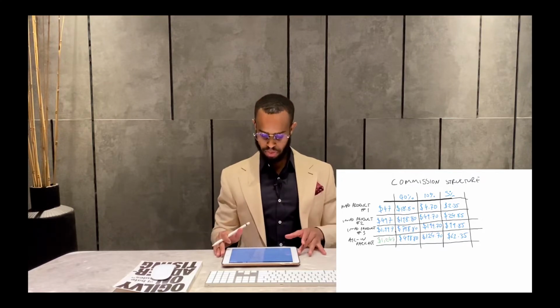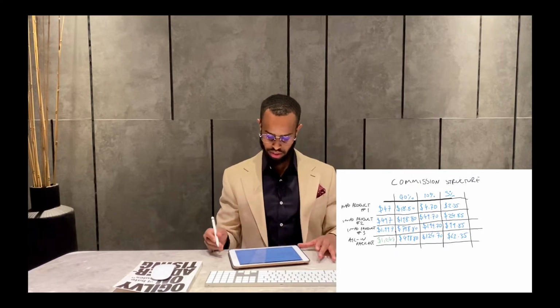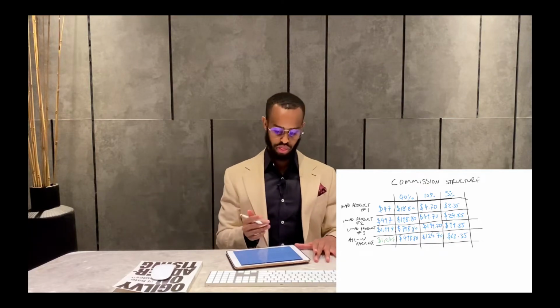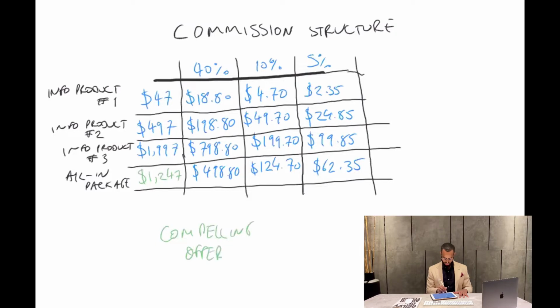How does a product get sold? Well, there's 3 parts to it. I'm going to outline it right here for you on the whiteboard. First, we have a compelling offer. A compelling offer. So what does this mean?